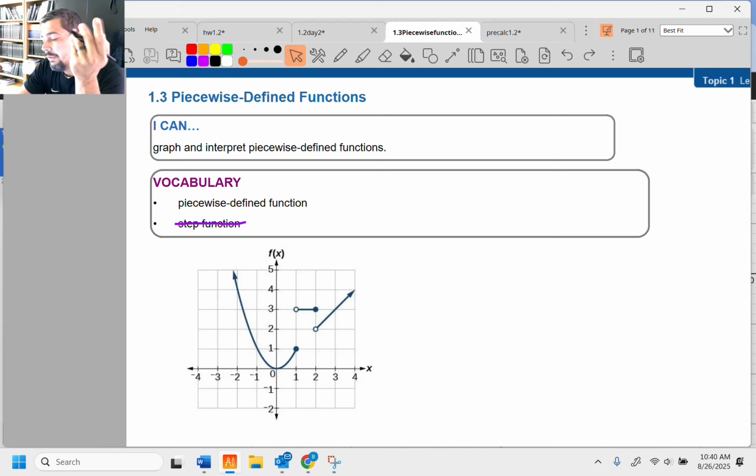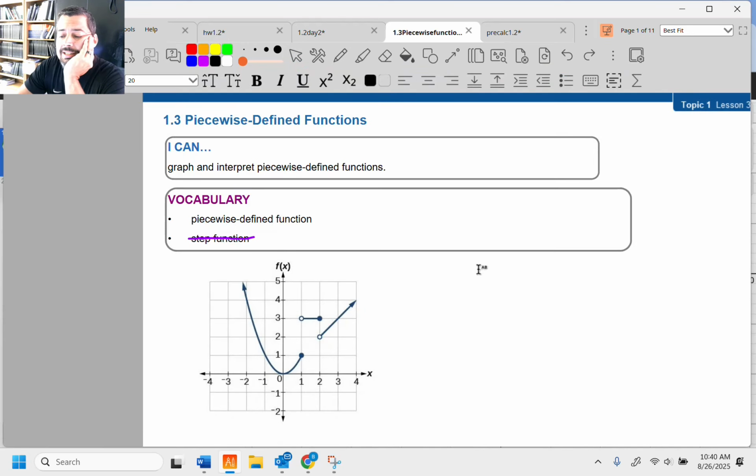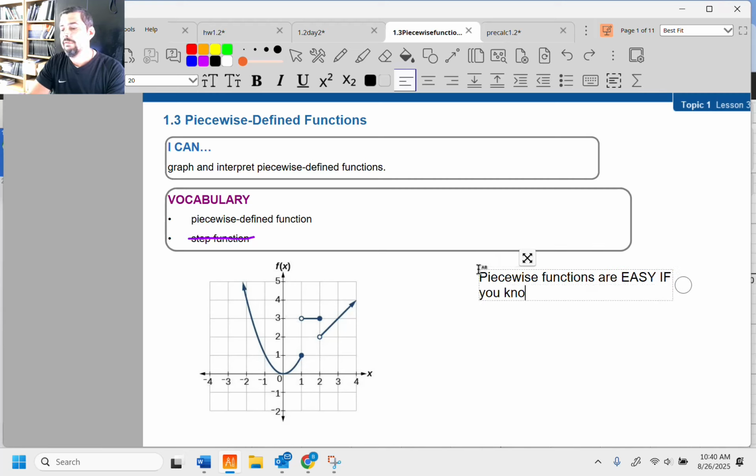So this is 1.3, which is piecewise functions, and I like piecewise functions, and here's the reality of it. Piecewise functions are easy if you know your mother functions and you can make a table. They really are.